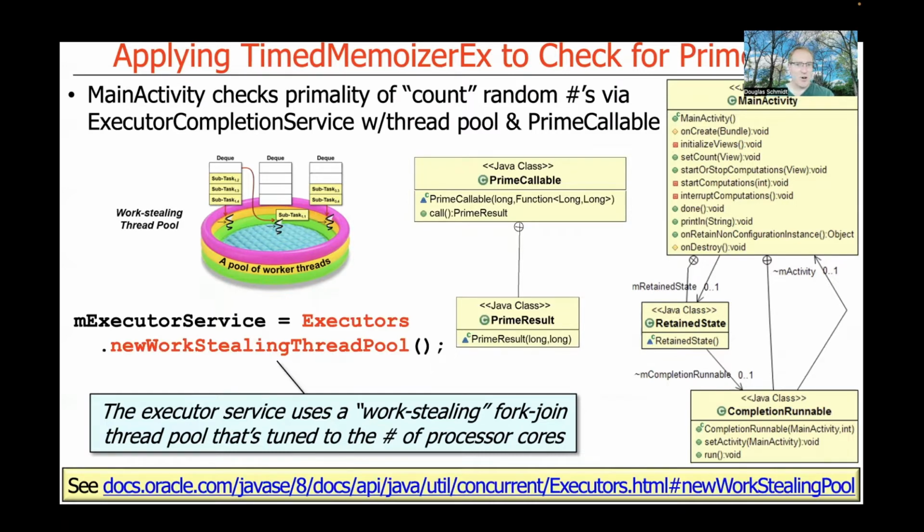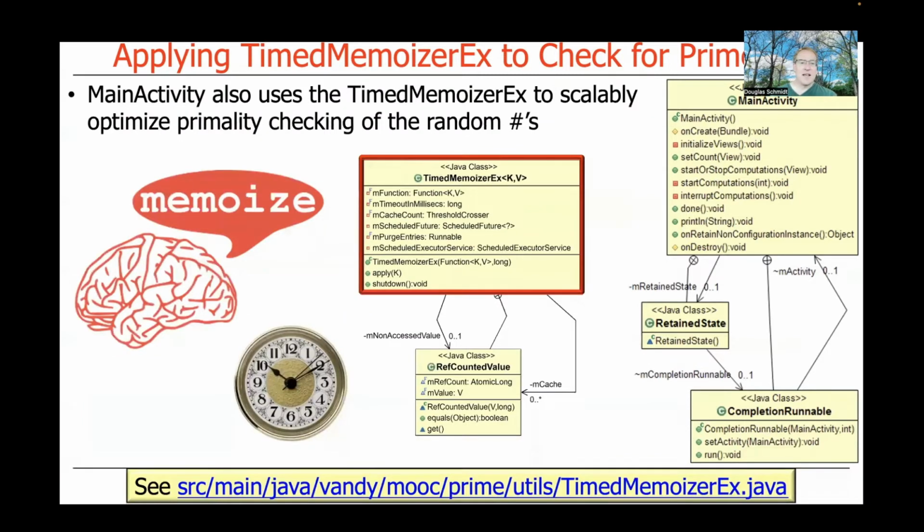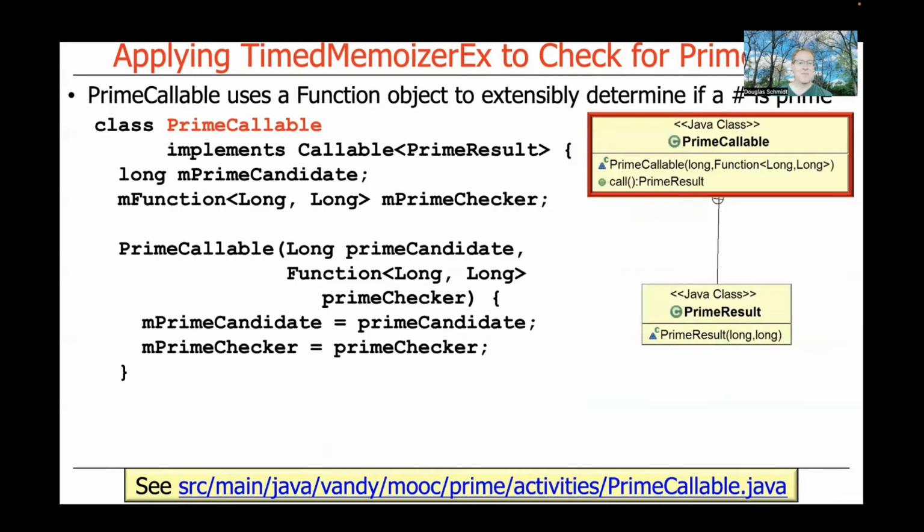And as you may recall from our discussions about how the fork join pool works, it uses this work stealing mechanism where if there are threads that aren't being used, and they don't have anything in their decks to do, they'll steal work from somebody else's deck. The main activity also uses this TimedMemoizerEx to scalably optimize primality checking for the random numbers. So that's all the stuff we just talked about in previous lessons.